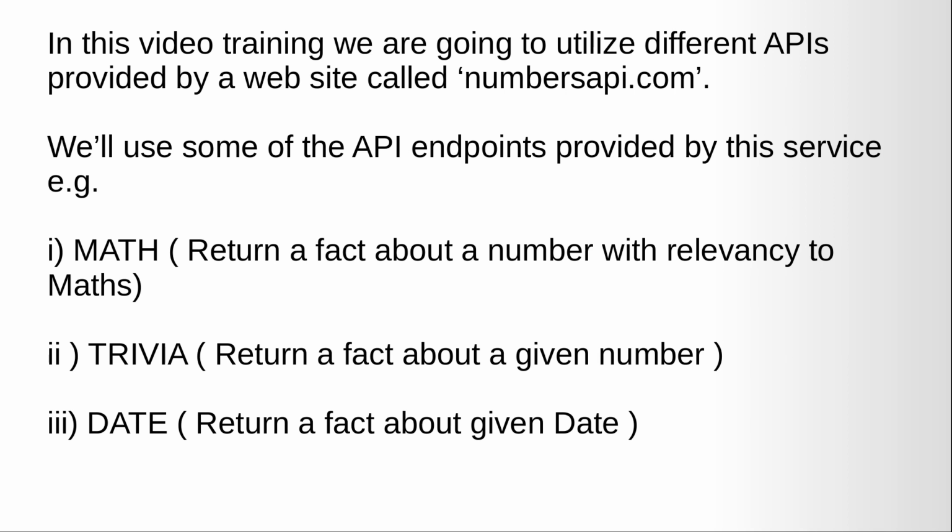numbersapi.com. We will use some of the API endpoints provided by this service, for example math, that returns a fact about a number with relevancy to maths. Second one is trivia, which returns a fact about a given number. The third one is date, which returns a fact about a given date.